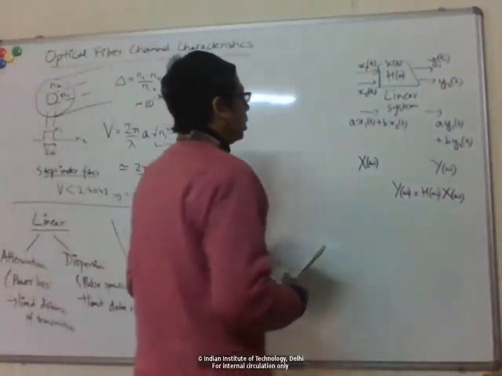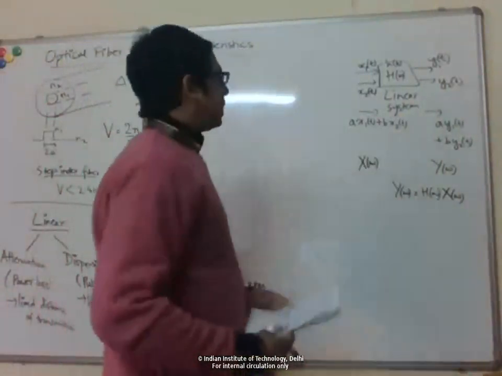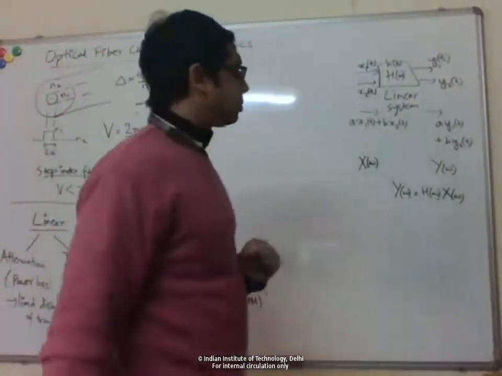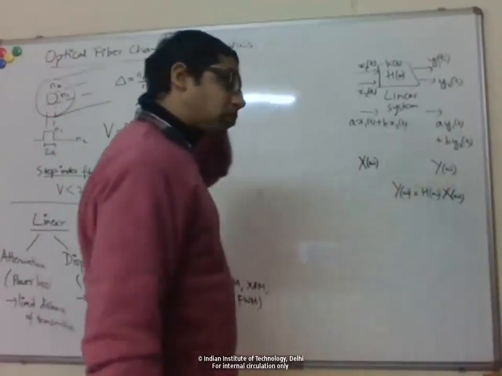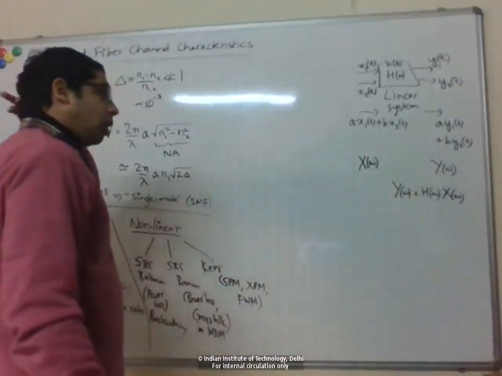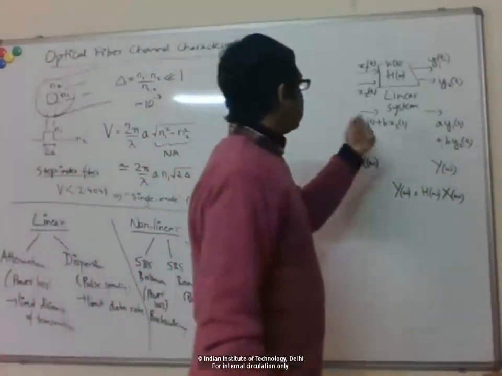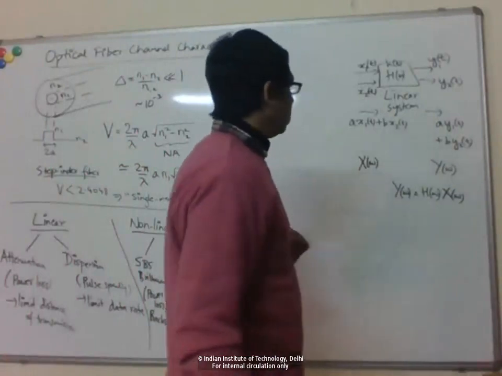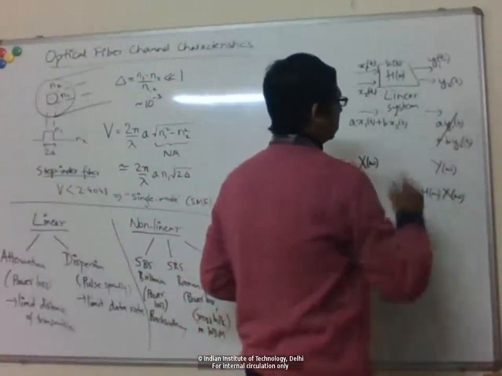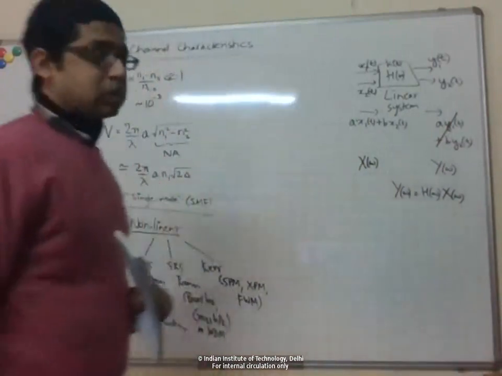A nonlinear system is one which does not obey this. This is known as the principle of superposition. So for a nonlinear system, if you send in a linear combination of the inputs, you do not get the linear combination of the outputs.